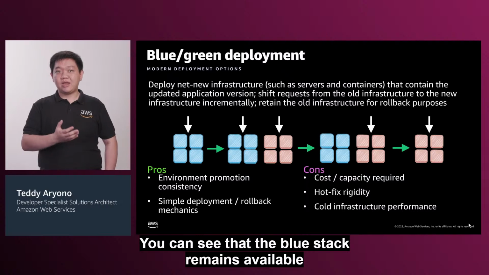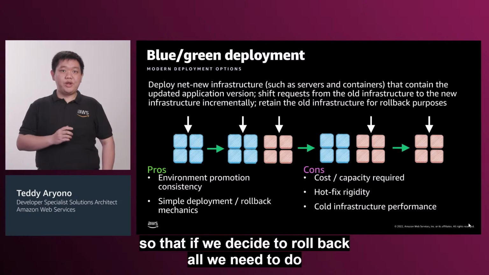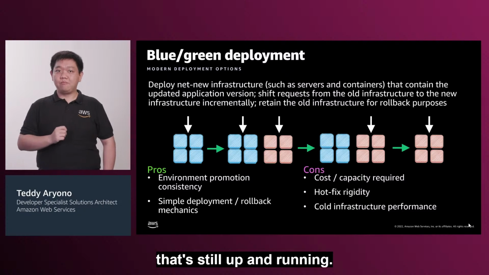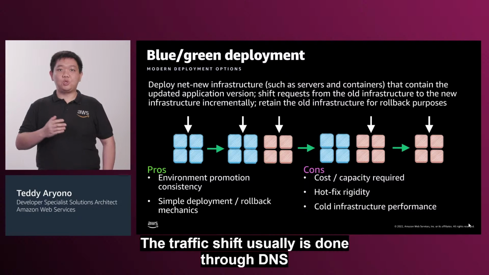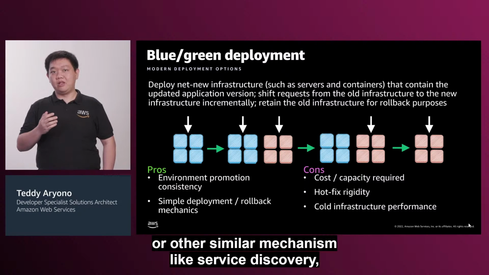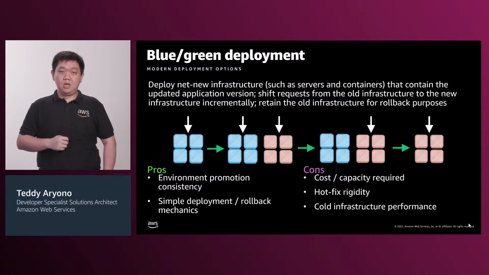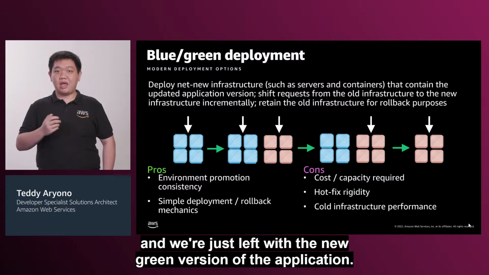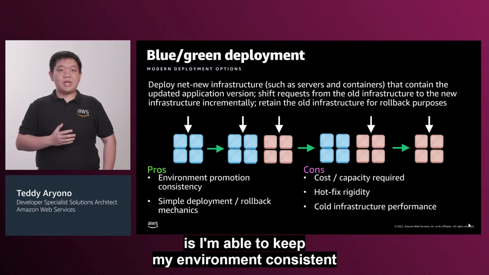Once we're confident, we can now shift the blue traffic to green. You can see that the blue stack remains available for some period of time, so that if we decide to roll back, all we need to do is shift request traffic back to that blue stack that's still up and running. It's going to give you a really quick rollback mechanism. The traffic shift usually is done through DNS or other similar mechanism like service discovery if you're running a microservices environment. But if everything went smoothly, we will spin the blue stack down and we're just left with the new green version of the application.